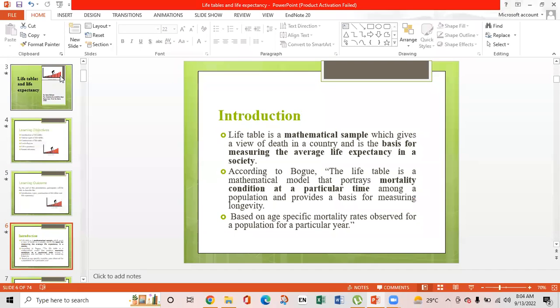Introduction. A life table is a mathematical model which gives a view of death in a country and is the basis for measuring the average life expectancy in a society. According to Borg, the life table is a mathematical model that portrays mortality conditions at a particular time among a population and provides a basis for measuring longevity, based on age-specific mortality rates observed for a population for a particular year.